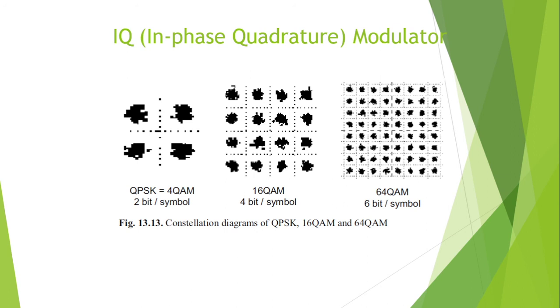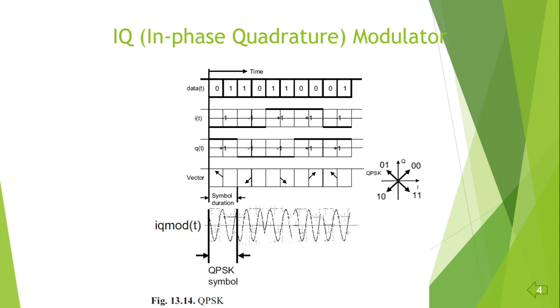Look at figure number 14. Figure number 14 shows the original data stream data of t, the resulting constellations of the carrier vector, and the switched or keyed carrier signal IQ mod of t in the time domain. Each switching status is referred to as a symbol. The duration of the switching status is called the symbol duration. The reciprocal of the symbol duration is the symbol rate. Okay, so next we will see about the IQ demodulator.